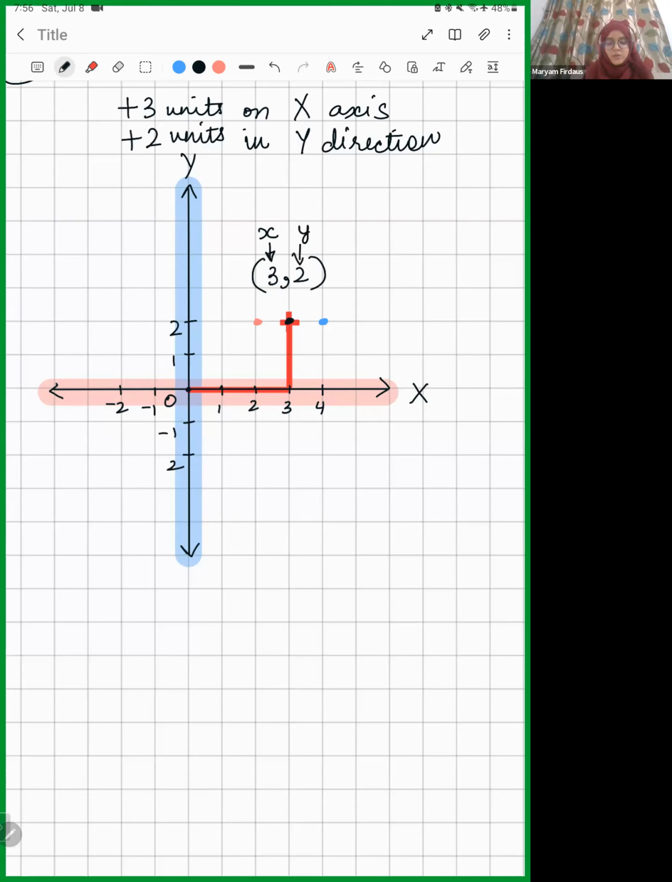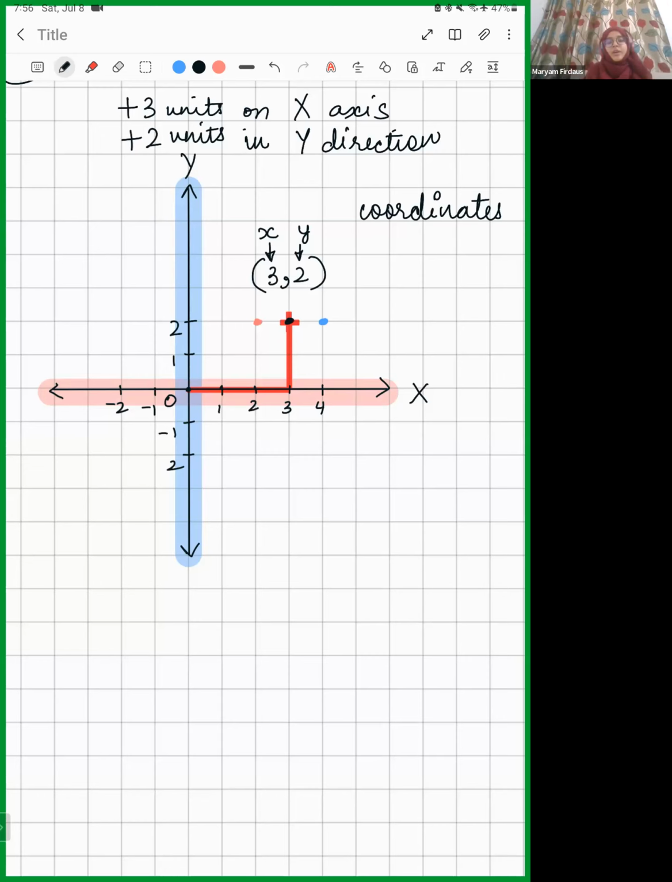What are these two called? They are called coordinates. Have you ever heard about geographical coordinates? You must have studied them in geography. What are they called? They have a name. They're called latitude and longitude. Remember? Yes, now I remember. Latitude and longitude.